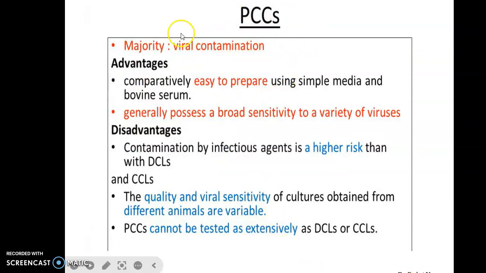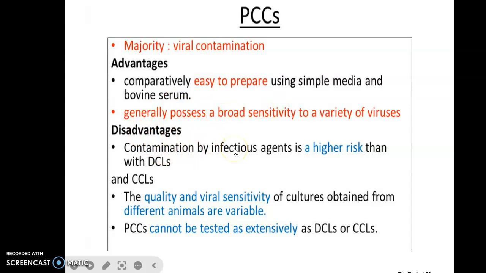For primary cell cultures, the majority of cells used for viral production are stored as primary cell cultures. Advantages of making these primary cell cultures are that they are comparatively easy to prepare using simple media and bovine serums. They generally possess broad sensitivity to a variety of viruses.